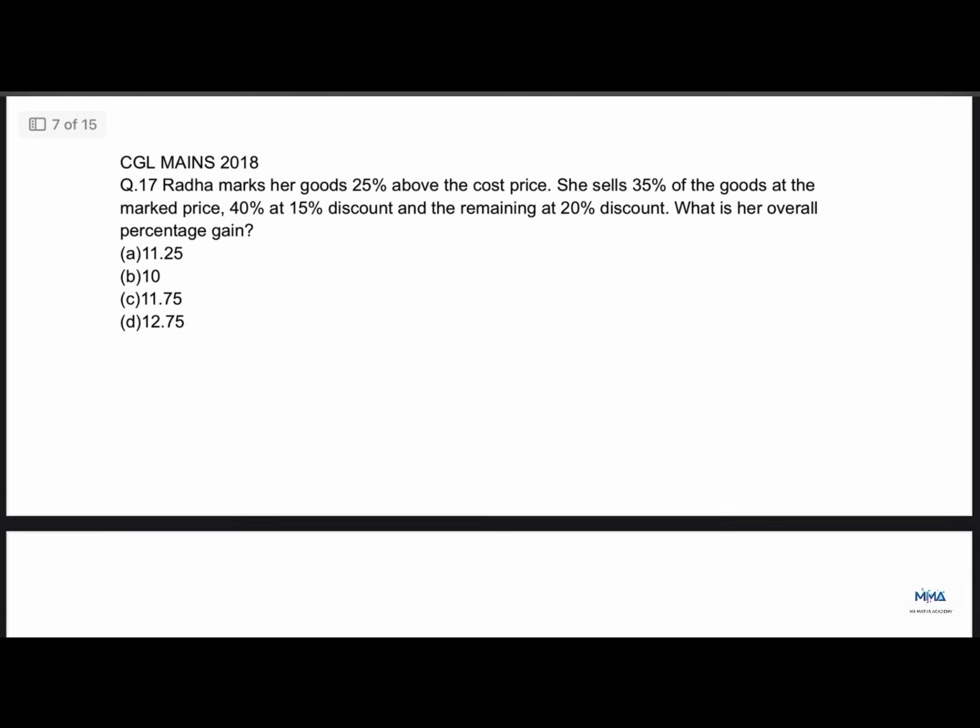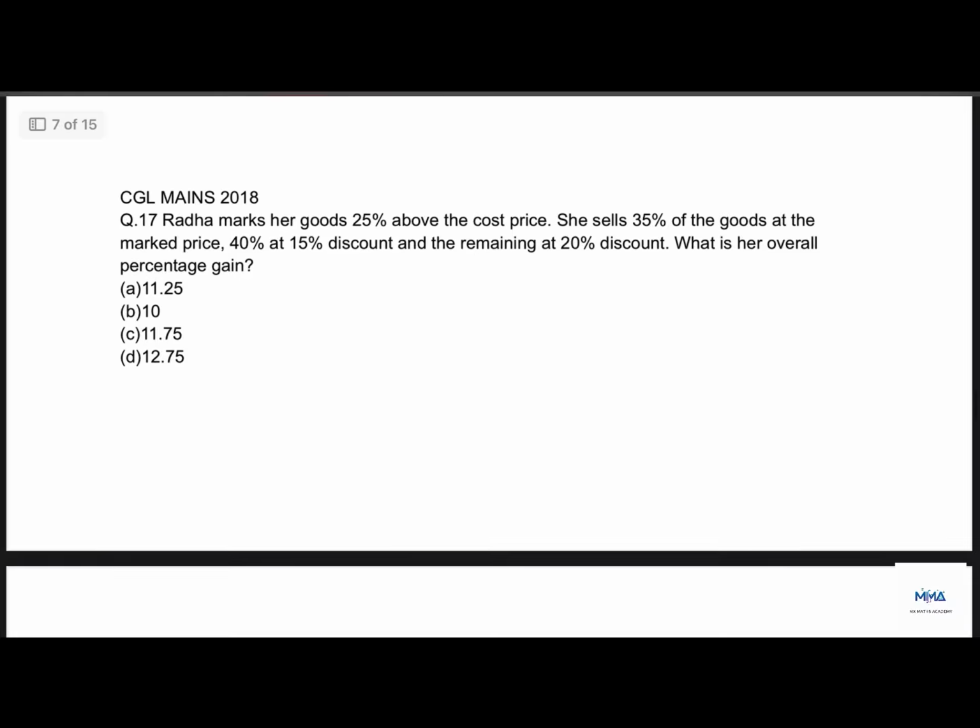Radha marks her goods 25% above the cost price. She sells 35% of the goods at market price, 40% at 15% discount, and the remaining at 20% discount. What is her overall percentage gain? So here, let us find out the resultant discount initially. 35% of the goods she sells at the market price, so discount is going to be 0. 40% at 15% discount, and the remaining, which is basically 25%, at 20% discount.